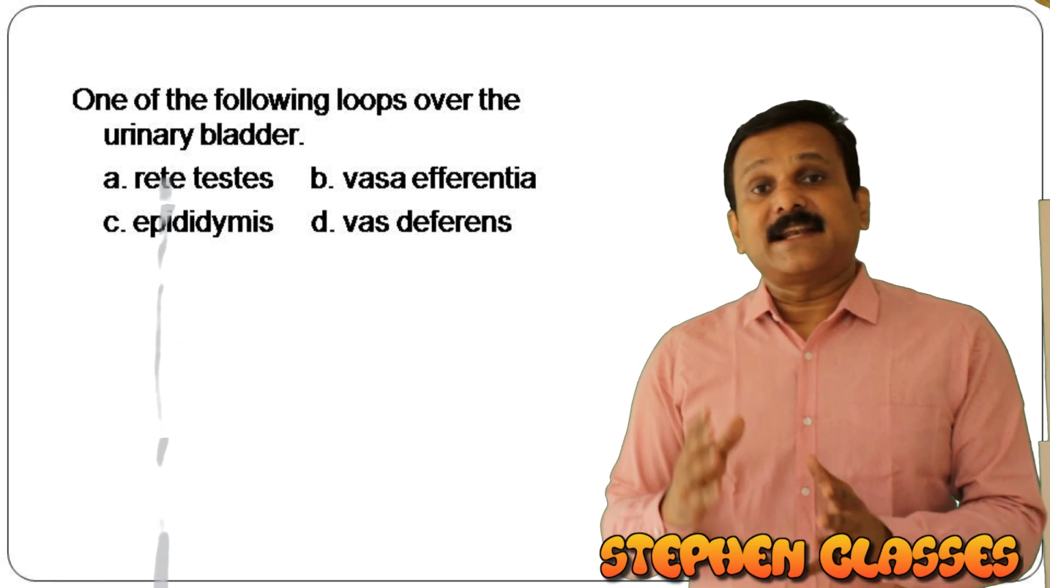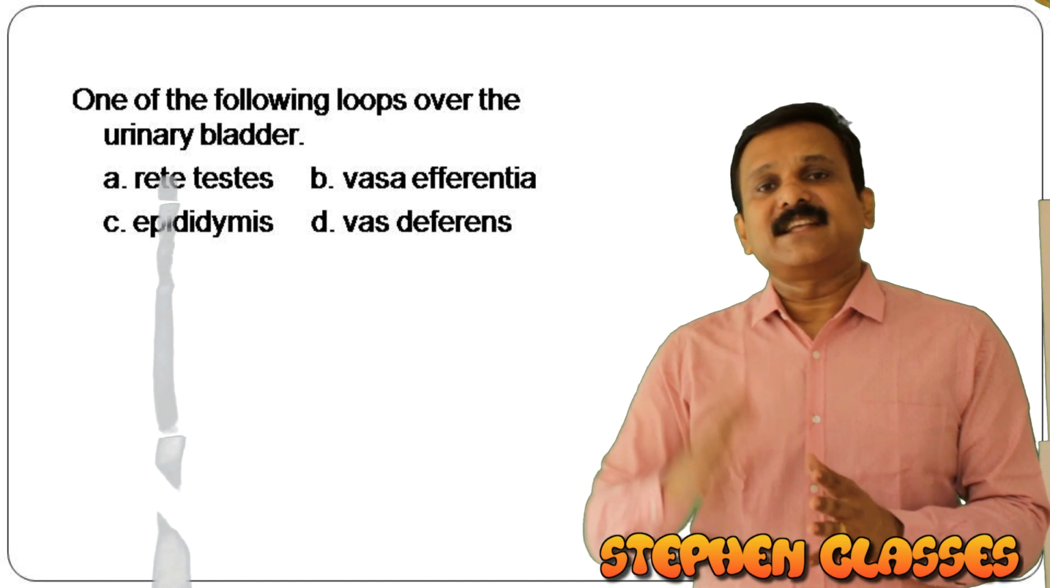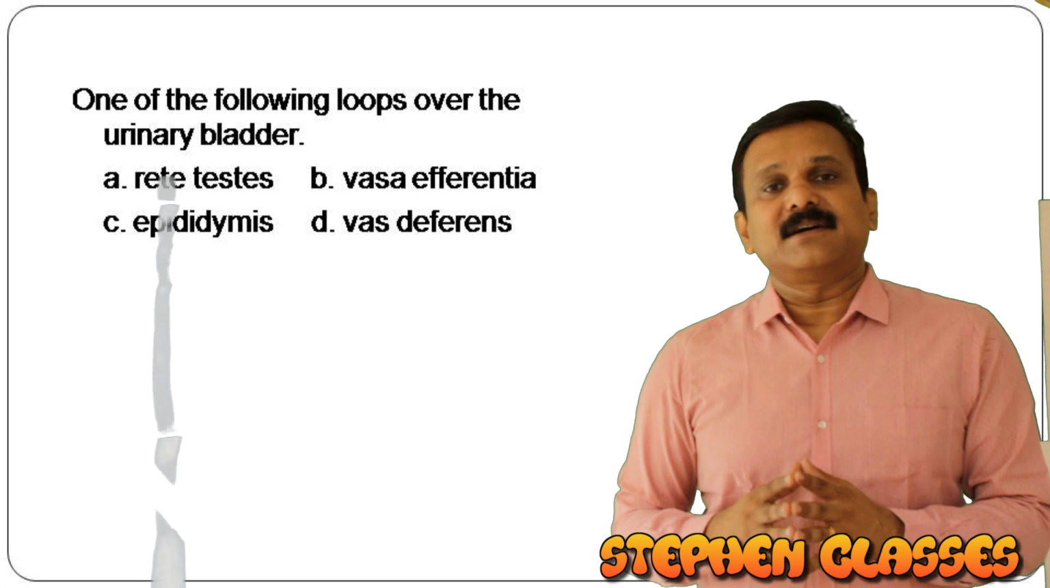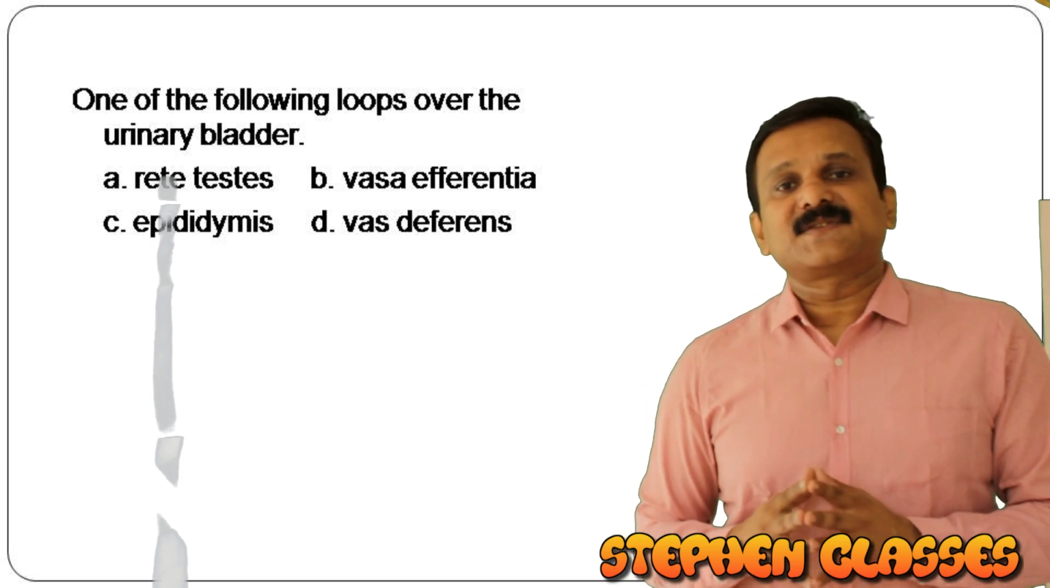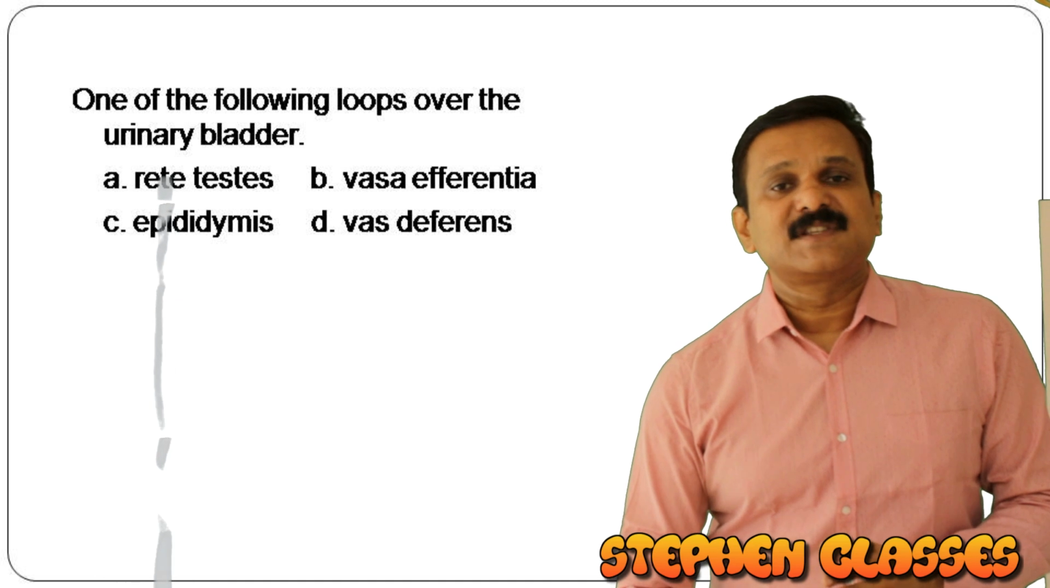So here rete testis is within the testis. Vas efferentia is also within the testis. Okay, 10 to 12 vas efferentia will be arising from the rete testis. Epididymis, I told you, is for final maturation and storage of sperm cells.